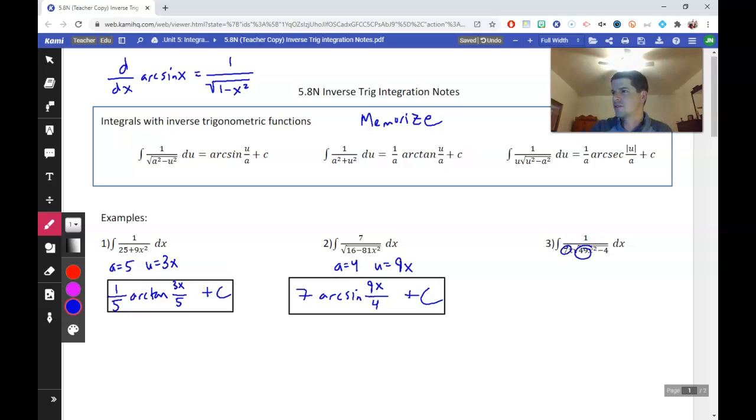Sorry, the front squared becomes that. But it works out in this case. So what is u? Let's write these down. U is 7x. Notice u squared is 49x squared, and a is going to be 2. So now we can just fill out.